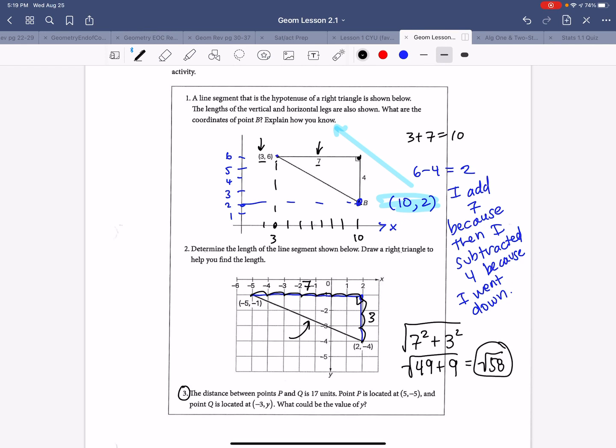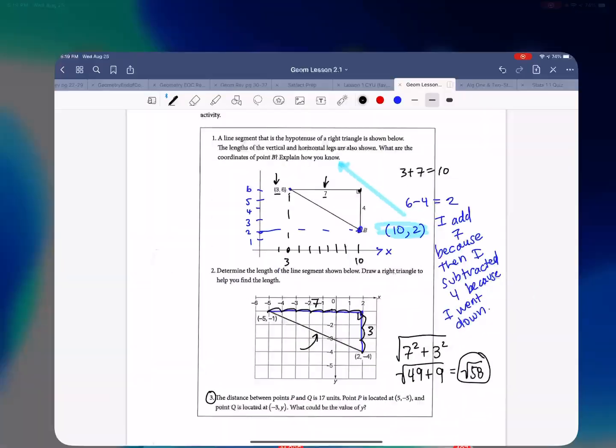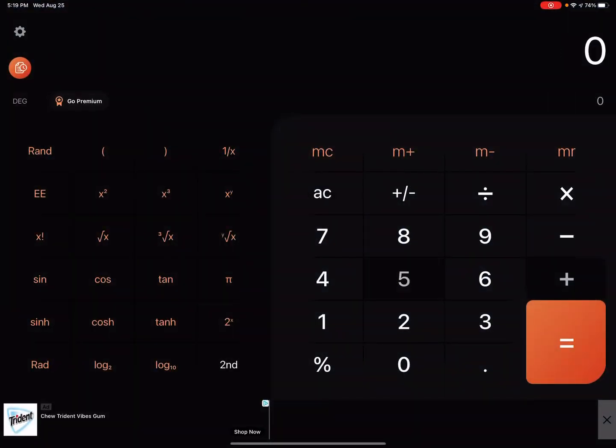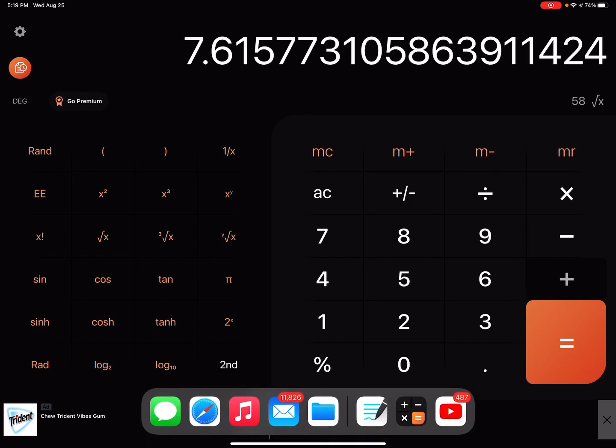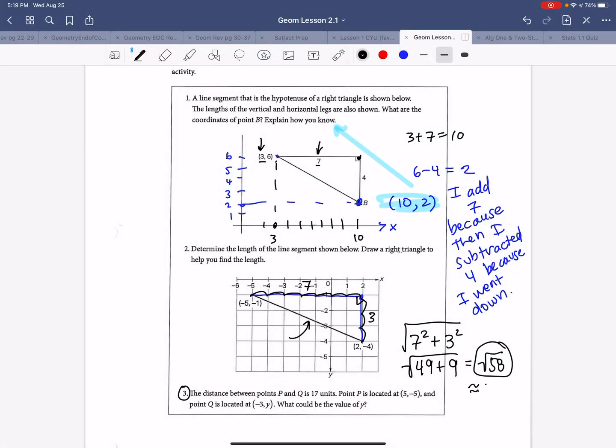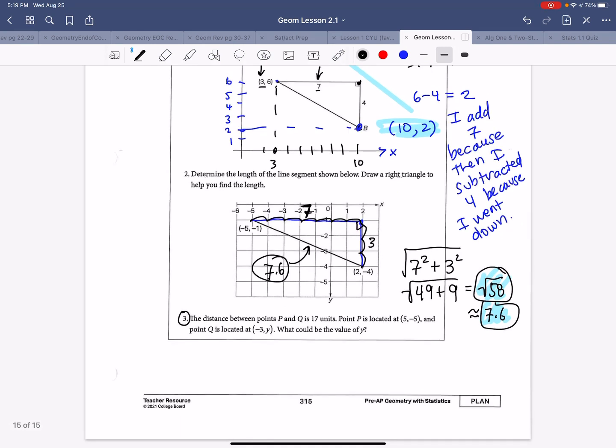So we could leave our final answer like that, or we could turn it into a decimal to look for reasonableness. So the square root of 58 is 7.6. And we were looking for a number a little bigger than 7, so we like that as our answer. And I like to highlight my answers. Okay. Last one. The distance between P and Q is 17. Point P is located at 5, -5, and point Q is located at -3 what? What could be the value of y?